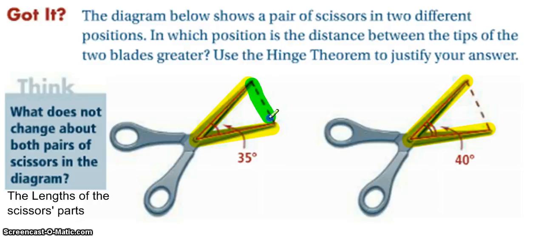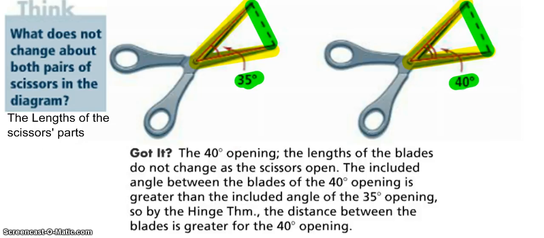So when we try to relate the distance here when we have 35 degrees to the distance here when we have 40 degrees, the hinge theorem tells me that if I have a larger opening at the hinge, the distance between the points will be larger, so therefore this distance is greater. And there's your written answer if you prefer that.